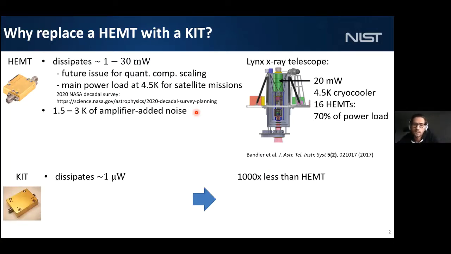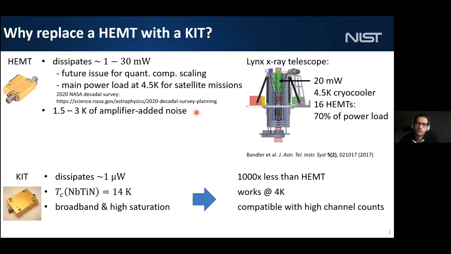So say 1,000 times less than a HEMT. And furthermore, because we fabricate it with NbTiN, whose critical temperature is 14 Kelvin, it still works at 4 Kelvin. Now, traveling wave amplifiers are known to be broadband, and KITs in particular have high saturation power, so they are compatible with high channel count applications.